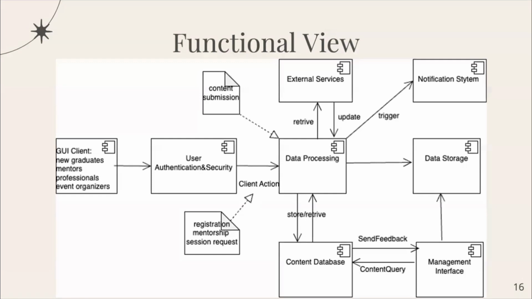The notification and feedback is activated by data processing to trigger user notifications and gather feedback, and then send information back to the user interface, delivering system-generated alerts and feedback requests to the end users. Administrators can influence data processing through the management interface to adjust operational parameters or content management strategies. The management interface grants administrators the authority to oversee and manipulate both the content database and the data storage.